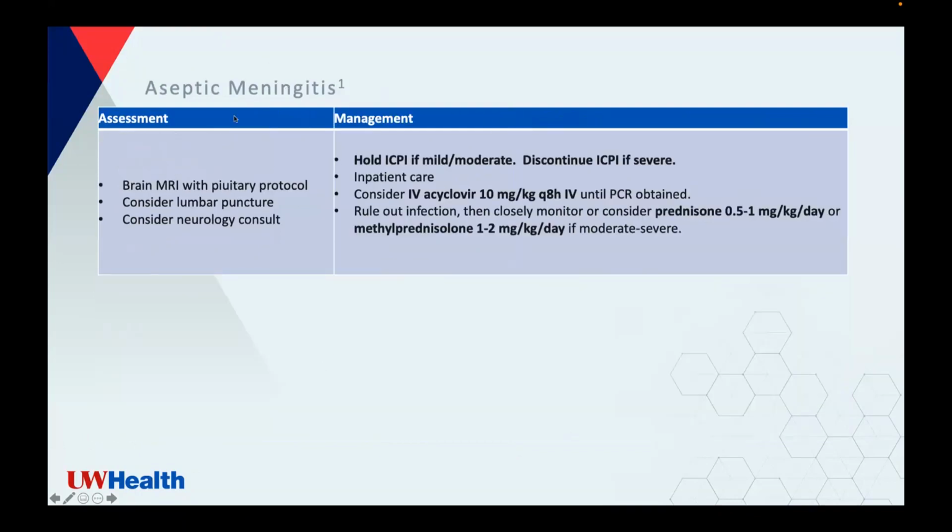For aseptic meningitis, we want to hold the ICPI if it's mild to moderate. If it's more severe, we're talking about stopping it altogether. And just because there may be some trouble with differential diagnosis, we might start IV acyclovir, 10 mg per kg every 8 hours IV until a PCR is obtained to rule out a viral etiology. And then once we rule out that etiology, we can consider doing steroids, prednisone 0.5 to 1 mg per kg per day, or methylprednisolone at higher dosing for moderate to severe.